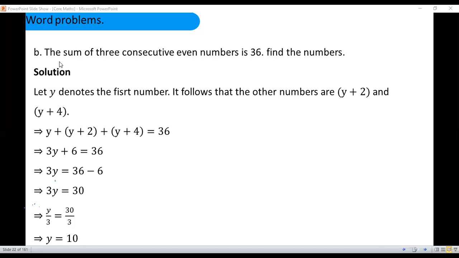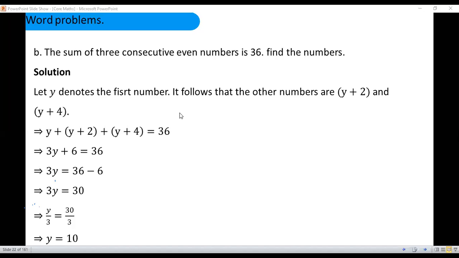We said that the sum of 3 consecutive even numbers is 36. So we want to find the numbers. That means there are 3 even numbers. They are consecutive. When we add all of them, we get 36. So we need to get the first even number. For instance, if 4, 6, 8 are the even numbers, and we are saying that when you add them, you are going to get 36. Are you with me?